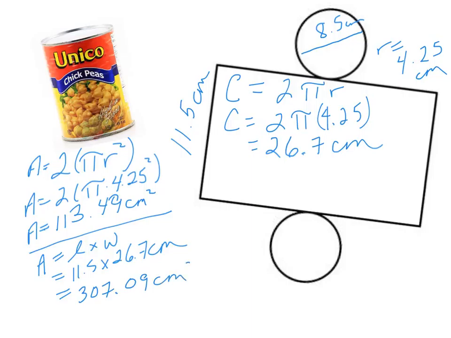centimeters squared. The total surface area then of the cylinder is the sum of those two numbers. 113.49 plus 307.09. 420.58 centimeters squared.